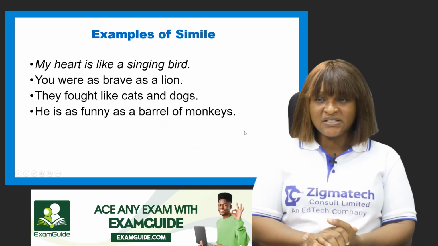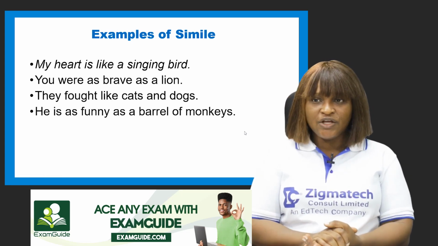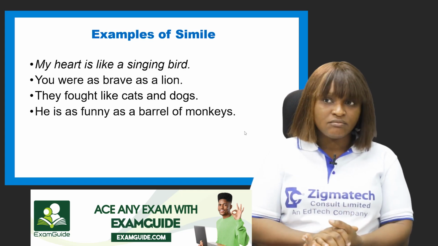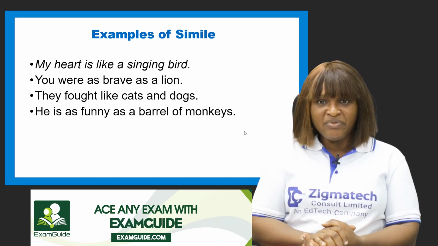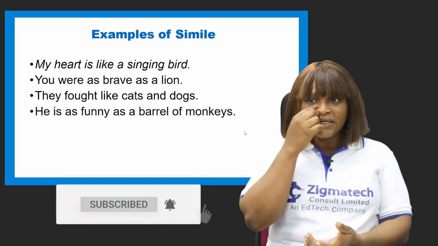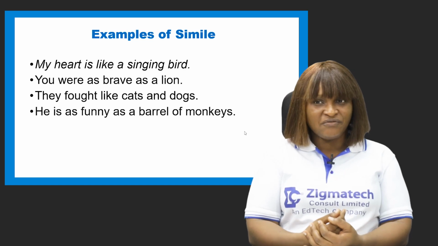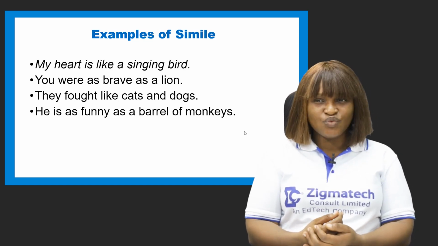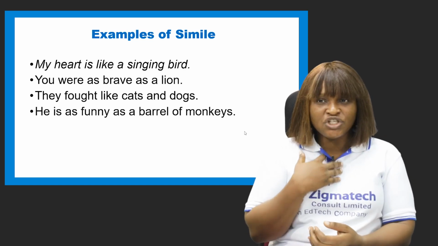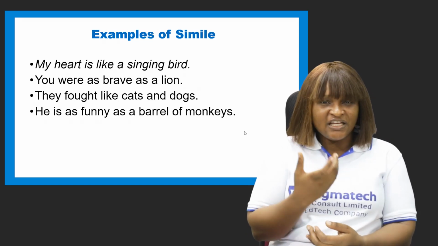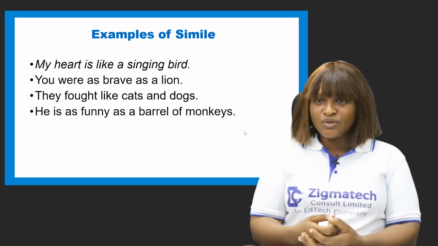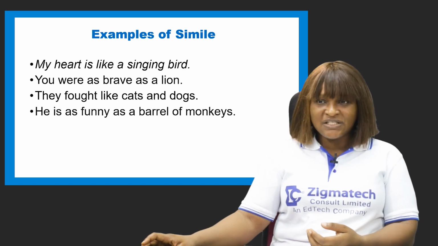Now these are some examples that we have for simile so that you could learn them better. My heart is like a singing bird. You know what a singing bird is? Once a bird is singing, it's very excited. So once the heart is excited, it's likened to a singing bird. The heart of a man or a woman is likened to a singing bird. That's the person talking, comparing his or her heart to a singing bird, because when a bird sings, it's usually melodious. So that's it. You are as brave as a lion.